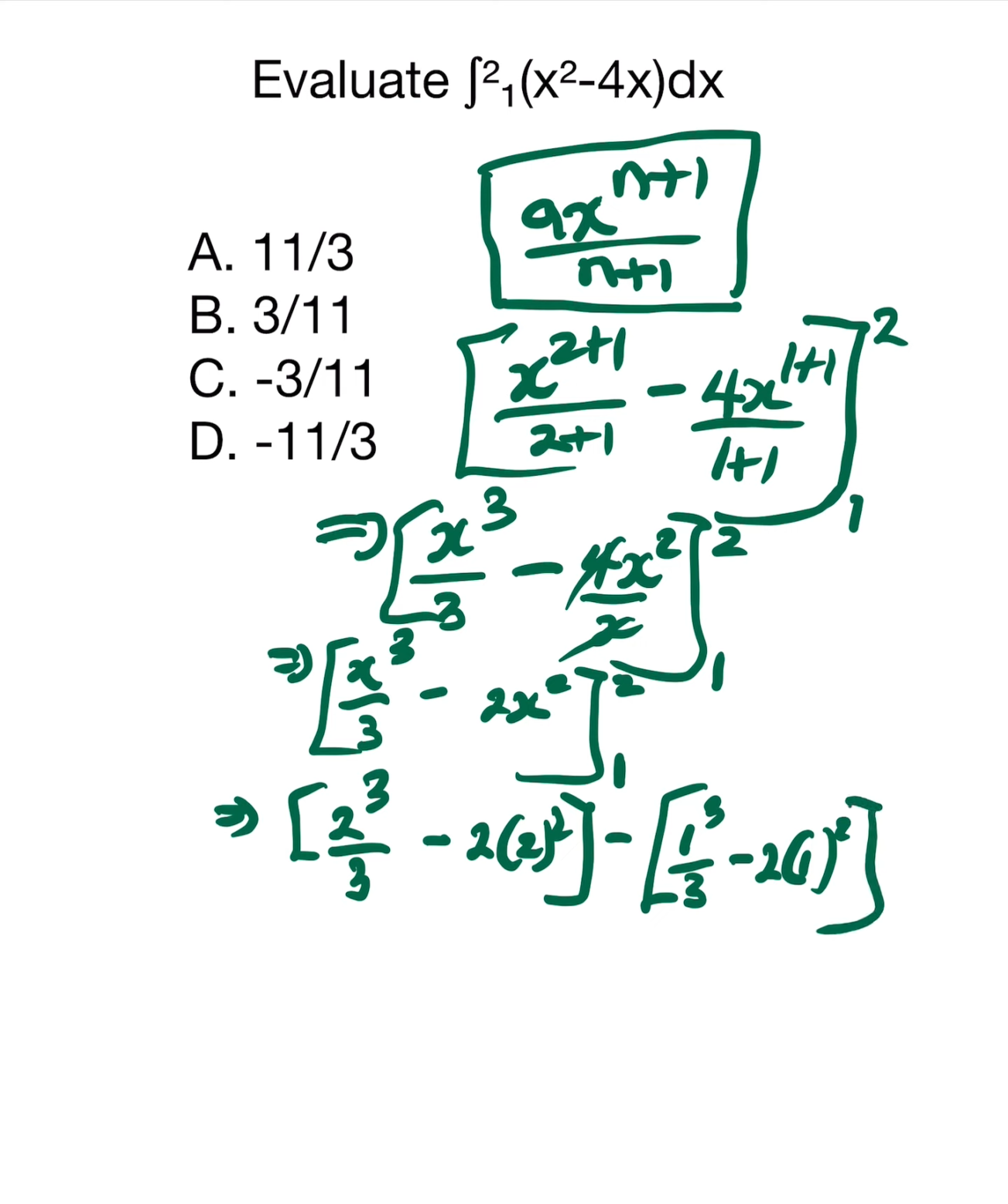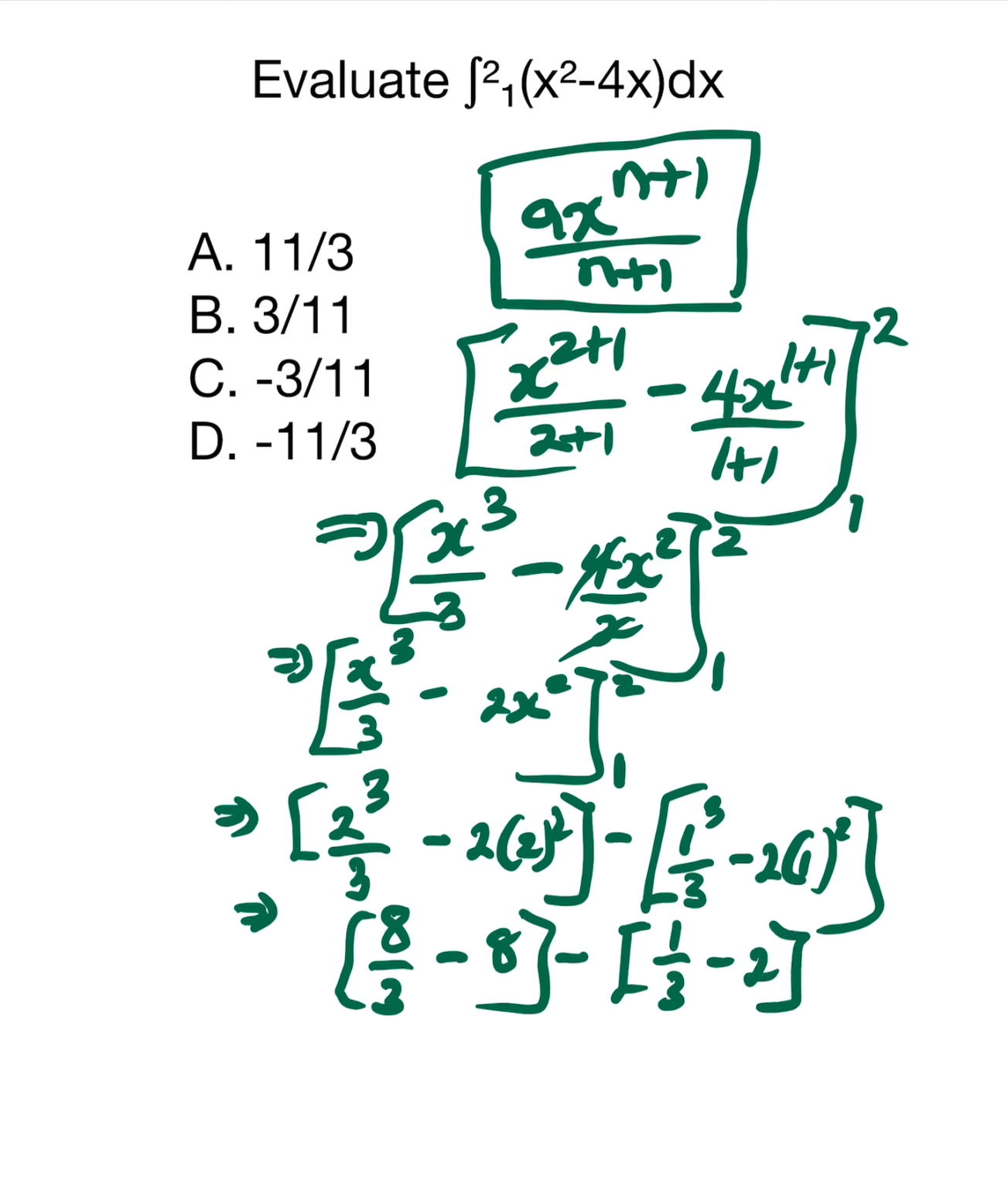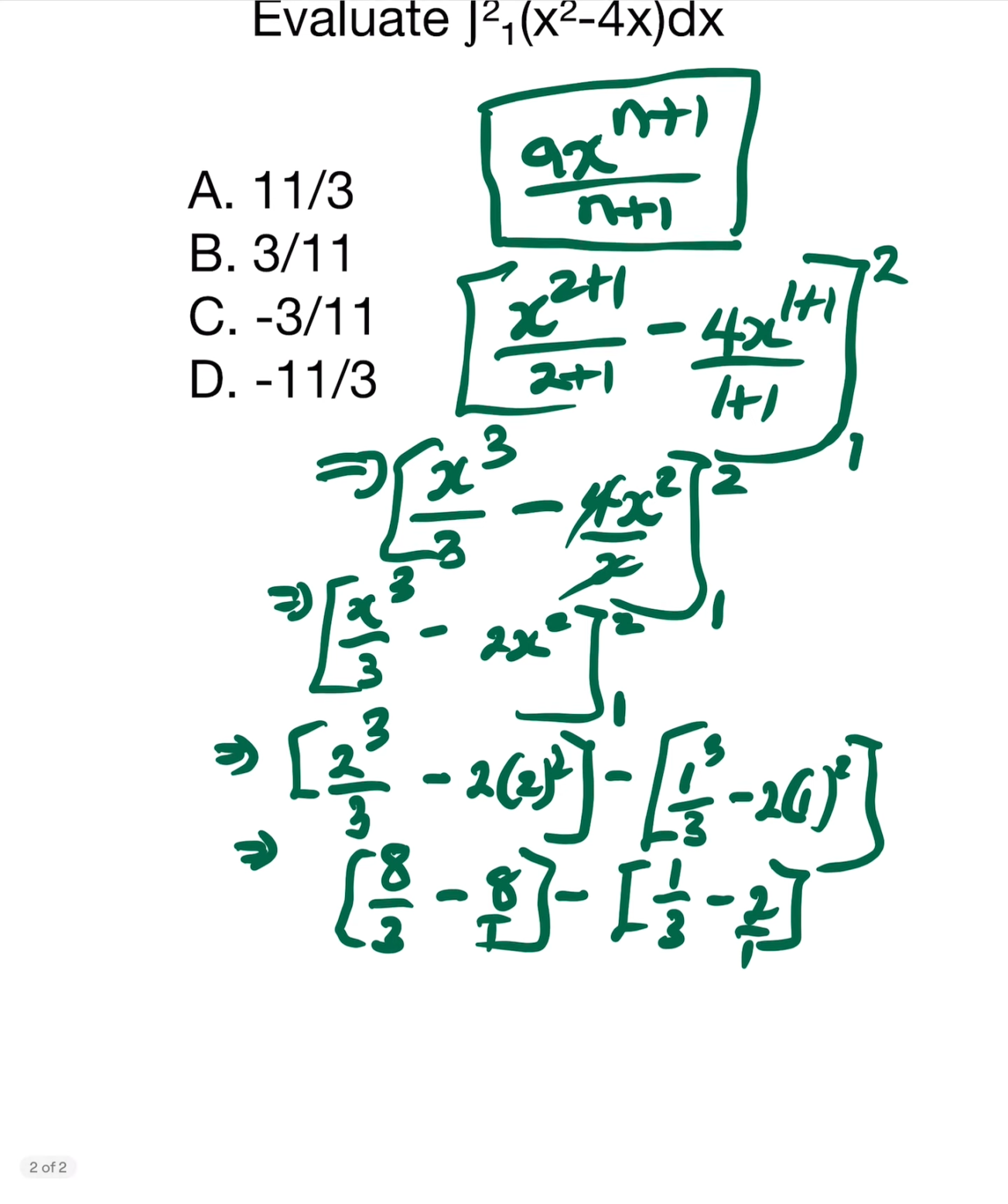Okay, so if I evaluate this, I'm going to have 2 raised to the power of 3 is 8, divided by 3, minus 2 squared is 4 times 2, which gives me 8. Then I'll put my bracket. 1 raised to the power of 3 is 1, so I'm going to have 1 over 3 here, minus 1 squared is 1 times 2 is 2. So I can see I have fractions, so I'm going to simplify further.